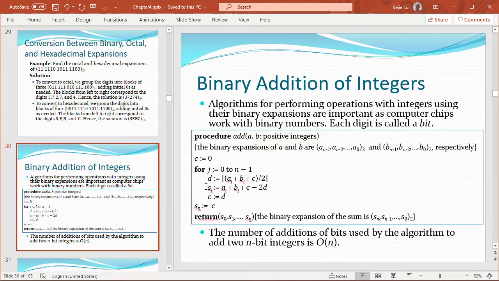And then on the other side, we can get the sum. So this is by using AJ plus BJ plus C minus 2 times D. But anyway, so the idea is pretty clear.